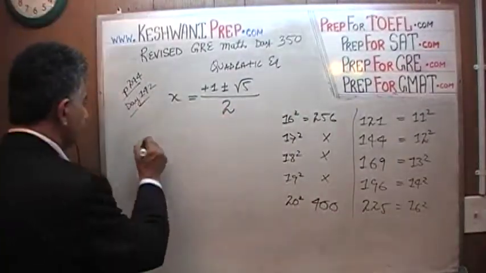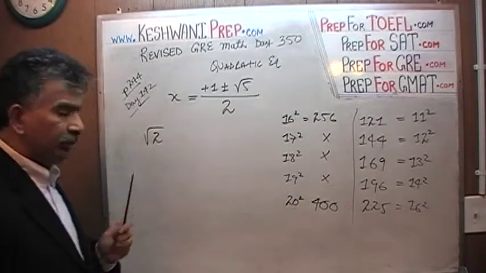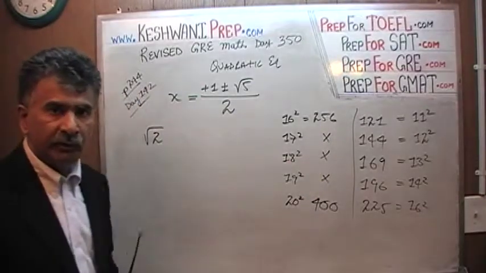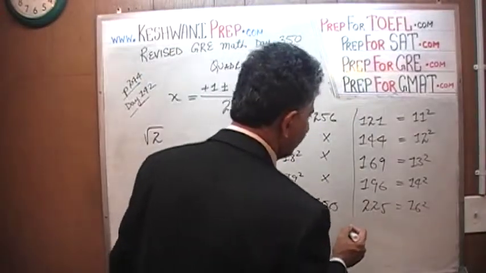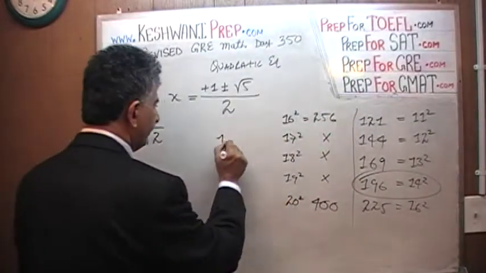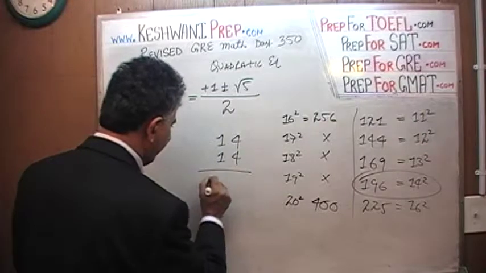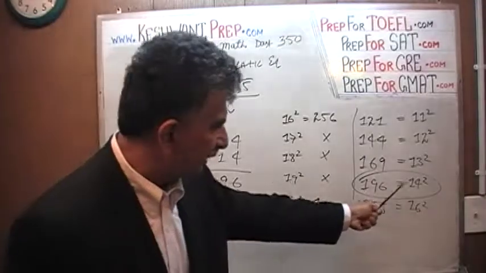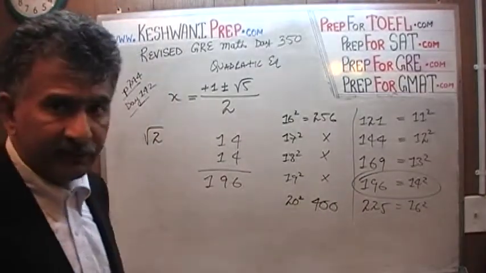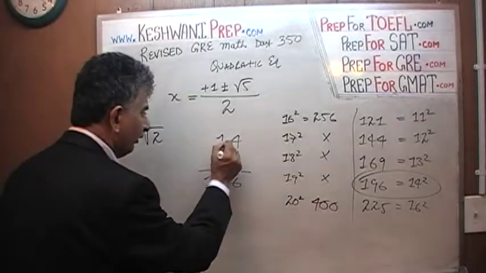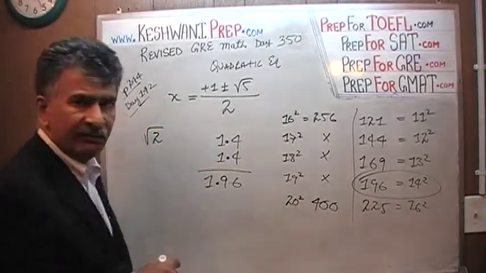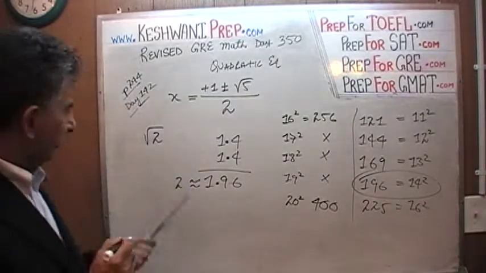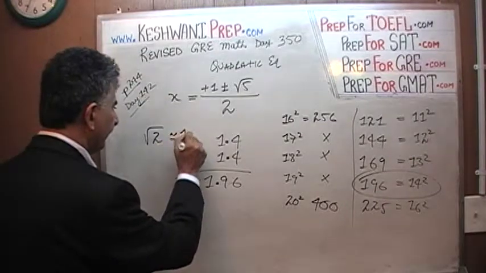The first one is the root of 2. Do you know what the root of 2 is? Well, you don't have to worry about it. If you know your squares, you can figure out root of 2 very quickly, because we just found out that 14 squared, 14 times 14, is 196. If 14 times 14 is 196, this stands to reason that 1.4 times 1.4 must equal 1.96. But 1.96 is very close to 2. Therefore, square root of 2 is approximately 1.4.